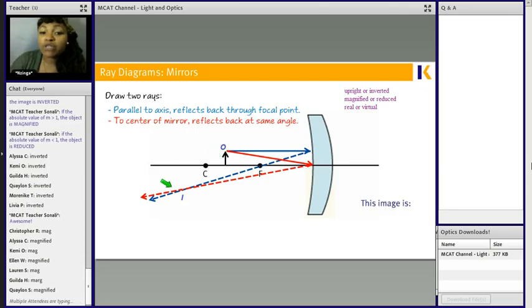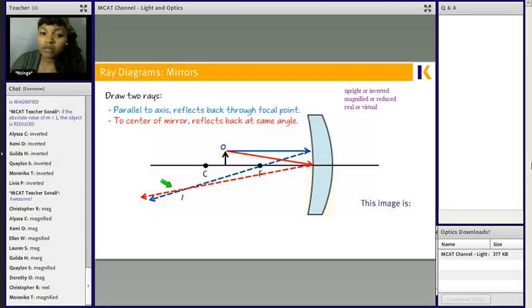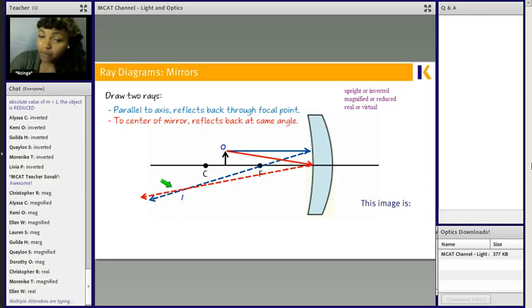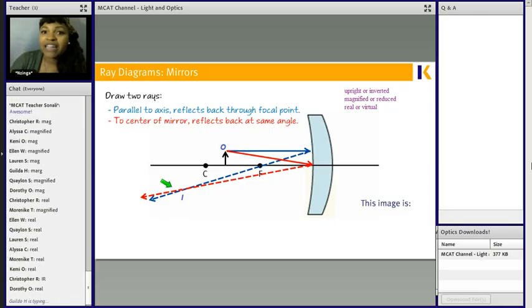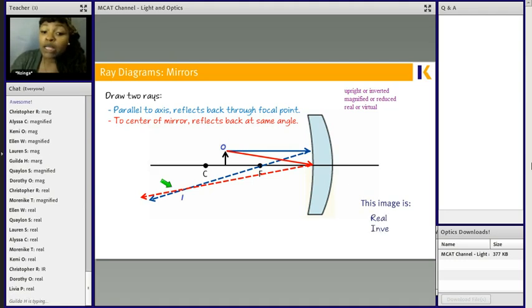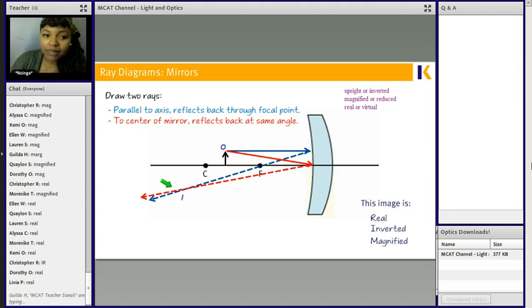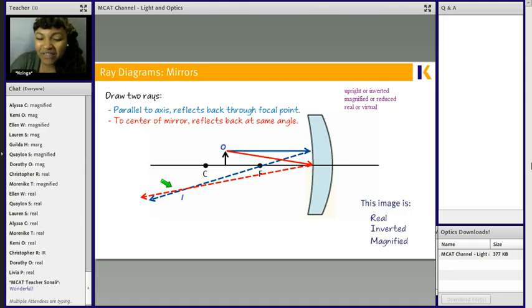And is this image real or is it going to be virtual? Is it on the same side of the incoming light for this mirror, or is it on the opposite side of this incoming light? It's going to be an actual real image that we have here. Good. Okay. So I want you to remember that for test day. Now would be a good time to take a screenshot if you'd like.